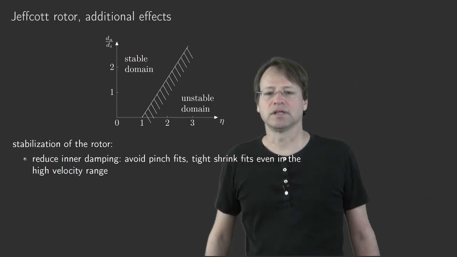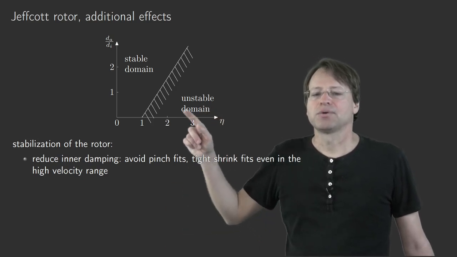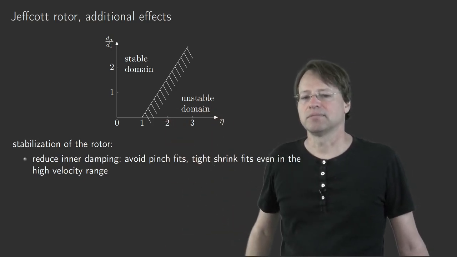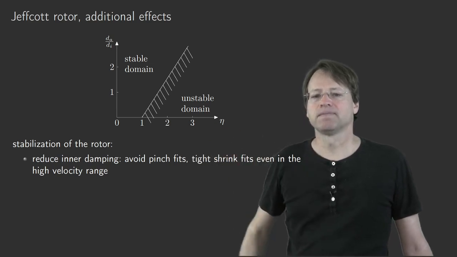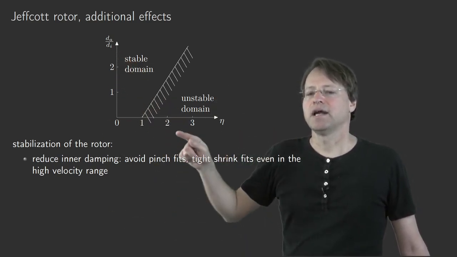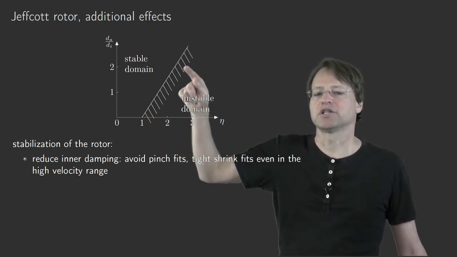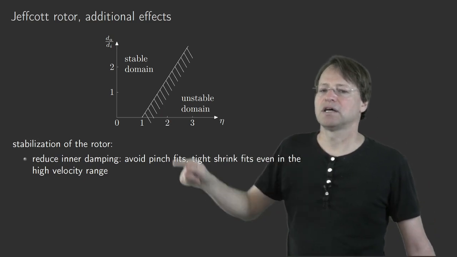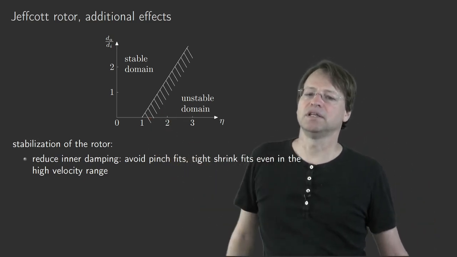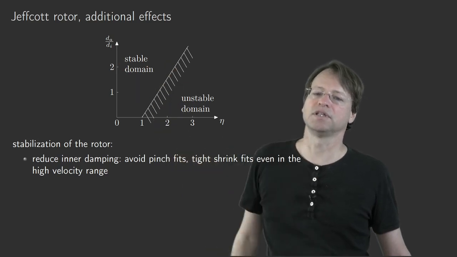Let's discuss this on the next slide. So first, let me show the stability diagram. I plot here eta and the ratio dA by di, and the unstable range is bounded by a straight line which starts at the value eta equal 1 here, and then follows just a linear function of the ratio dA by di.